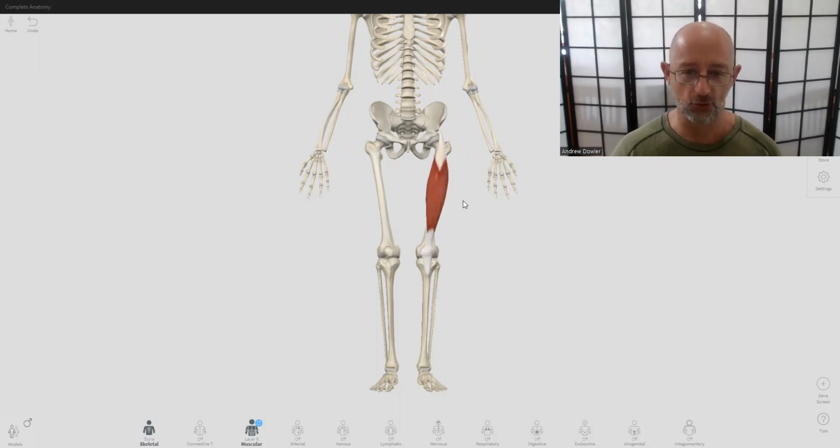This is a male torso or skeleton. The difference is the females are going to have a slightly wider pelvis. Essentially, though, for the rectus femoris, it's going to pretty much be the same.